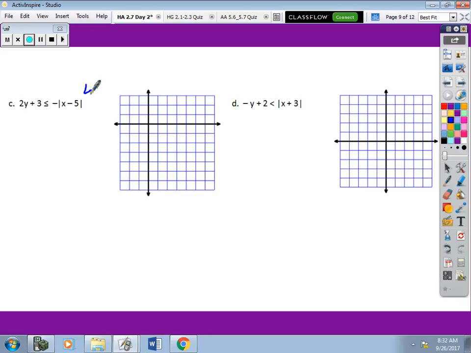So for both of these, the first thing we're going to have to do is solve for y first. Okay. So what would I need to do to solve this one for y? Jade? Subtract 3. Good. Subtract 3. Now, be careful. You're not allowed to subtract 3 in the absolute value. So the minus 3 over here is just going to go tacked on at the end. So we have 2y is less than or equal to negative absolute value of x minus 5 minus 3.